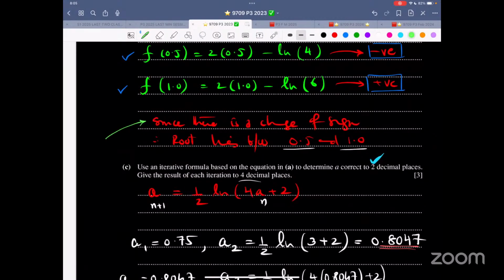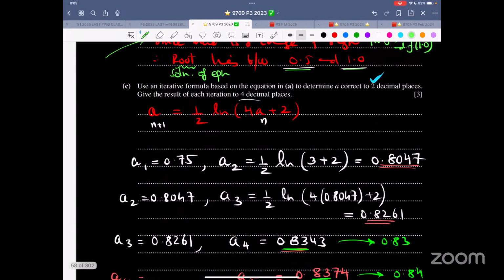Since there is a change of sign between f(0.5) and f(1.0), therefore the root or solution of the equation, that means the same thing, lies between these two values. And then it says, use an iterative formula based on the equation in part 1, determine a correct to 2 dp, give the result of each iteration to 4 dp.